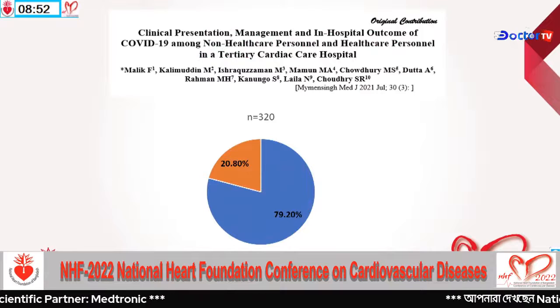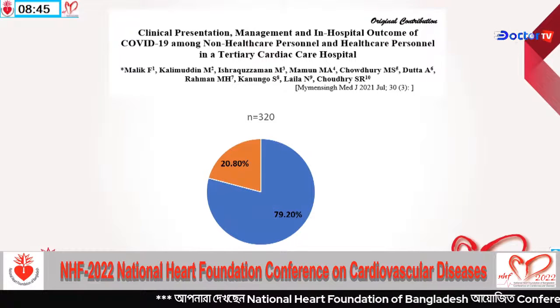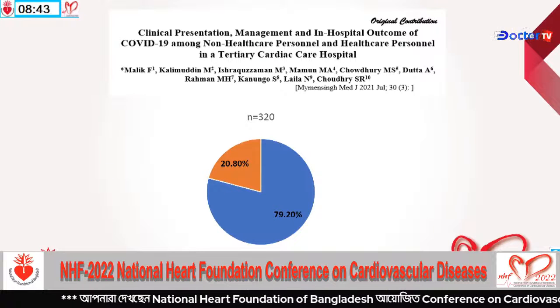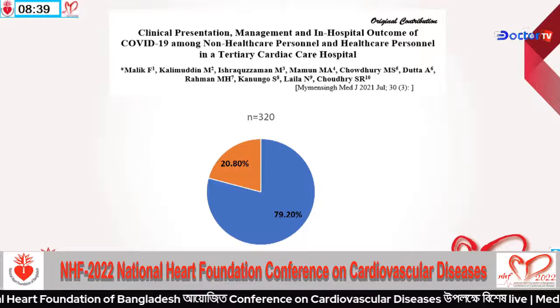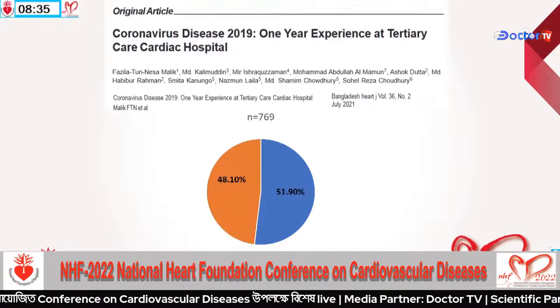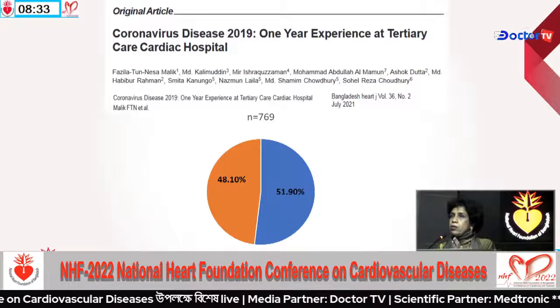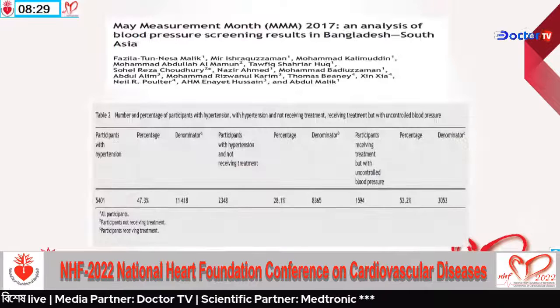15%. But when we pooled the study with patients who had cardiovascular disease and were getting admitted in our hospital with COVID, obviously the numbers started rising. And in that population, the high blood pressure was around 79%. Overall, during the COVID epidemic, around 51% of our patients were hypertensive.